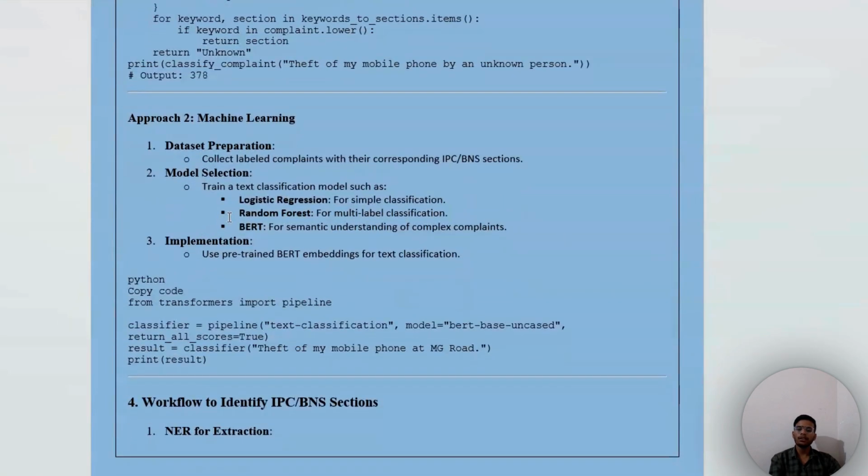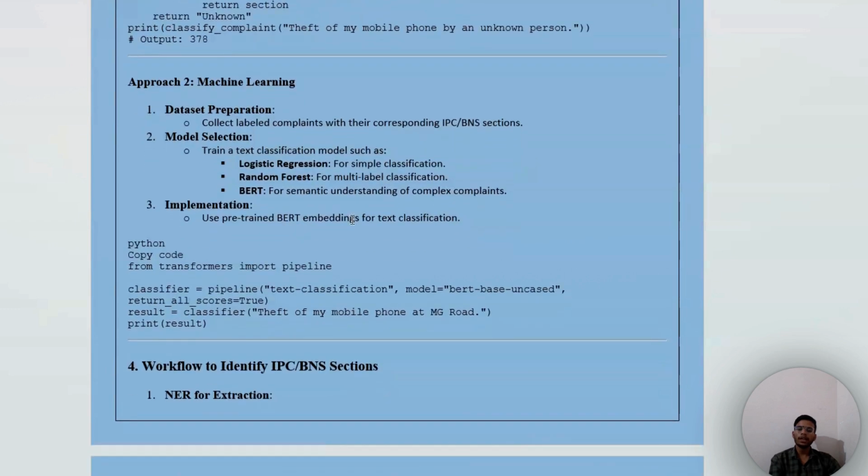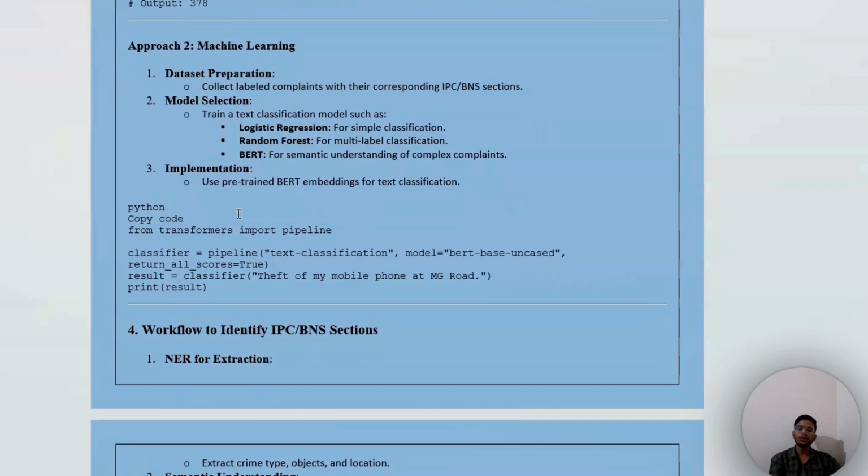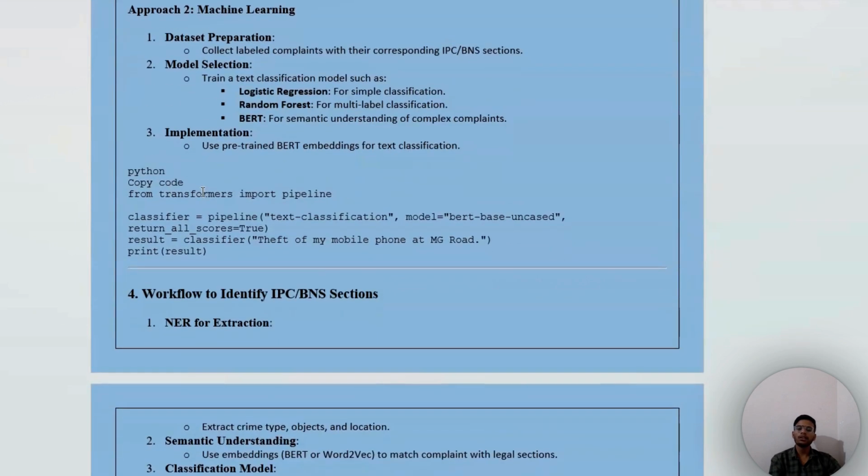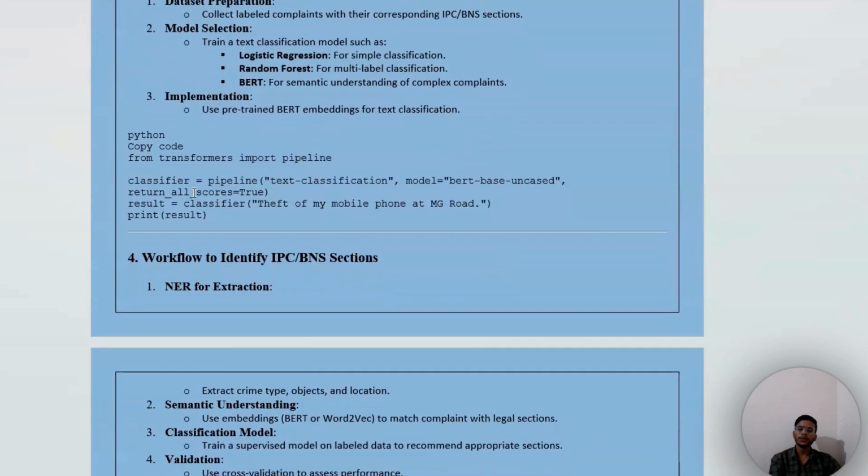Approach to machine learning. Dataset preparation: collect labeled complaints with their corresponding IPC and BNS section. Model selection: train a text classifier such as logistic regression for simple classification, random forest for multi-level classification, or BERT for semantic understanding of complex complaints. Now implementation: use pre-trained BERT embeddings for text classification. This is the Python code for machine learning.